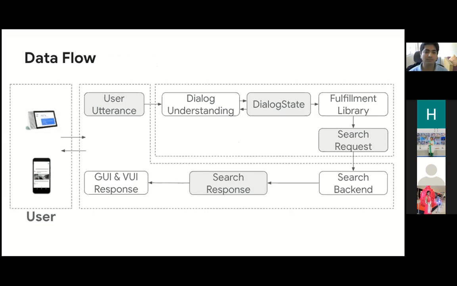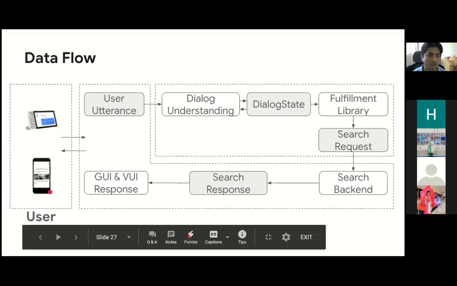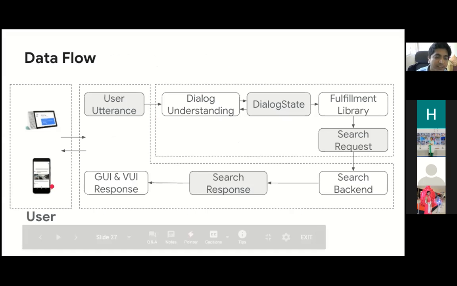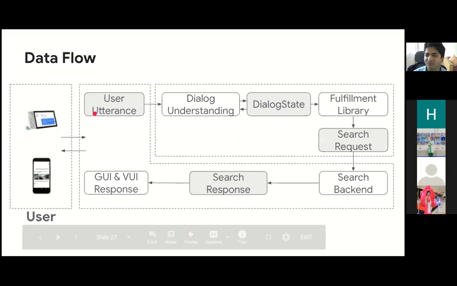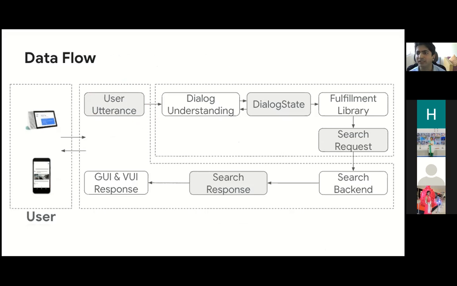So for such a system, this is a 10,000 feet view. Let's say on a mobile, the user opens Google Assistant and says, I want to buy shoes. The first component that comes in is called user utterance. It looks at the waveform of the sound that has come in, transcribes it into text, and understands it. It also figures out other things about the request, like where the user is located: Bangalore, India, or San Francisco, US. So this is the first part.